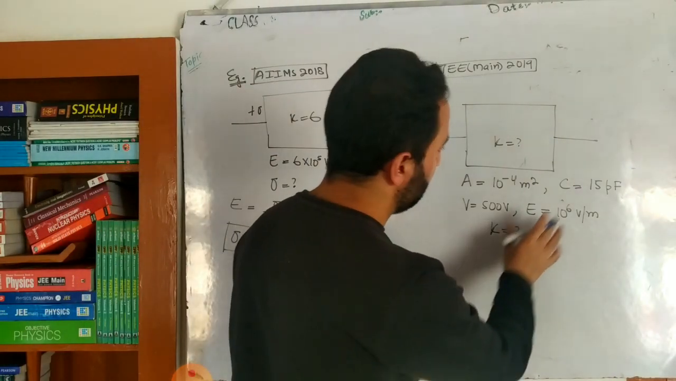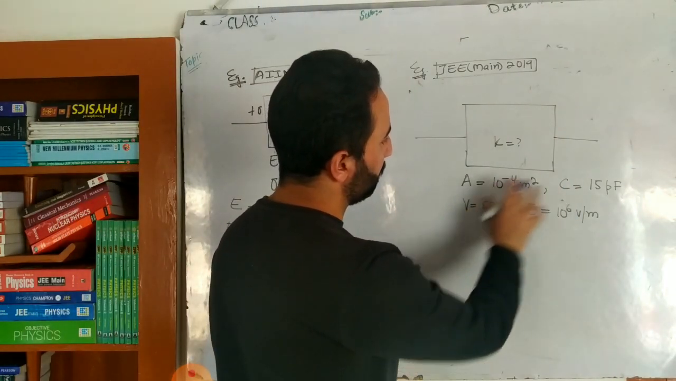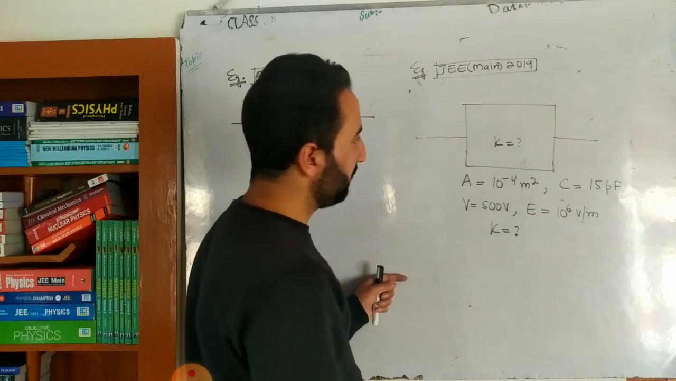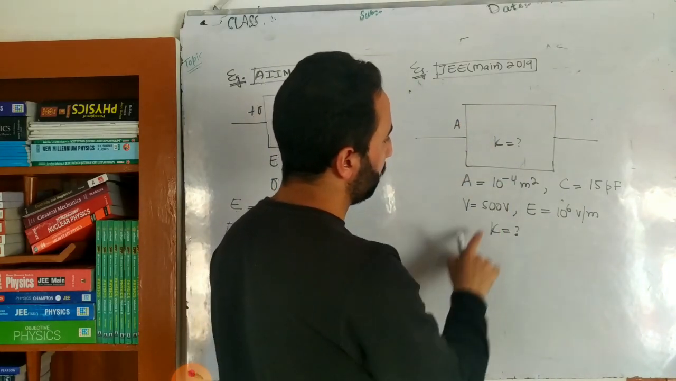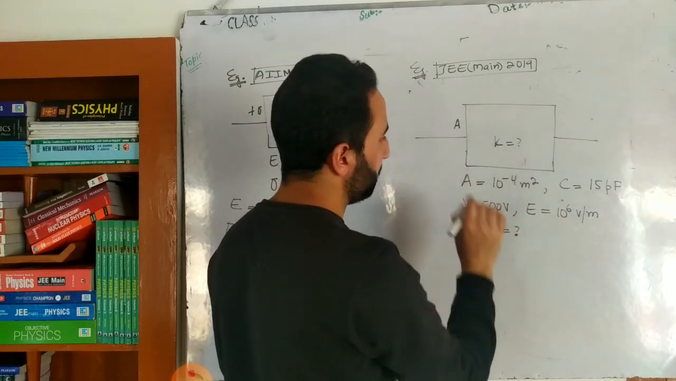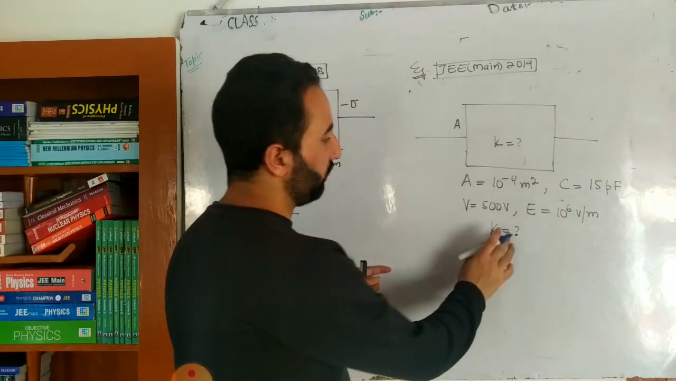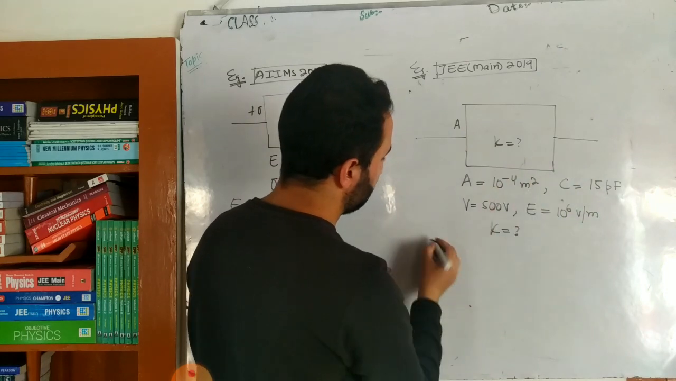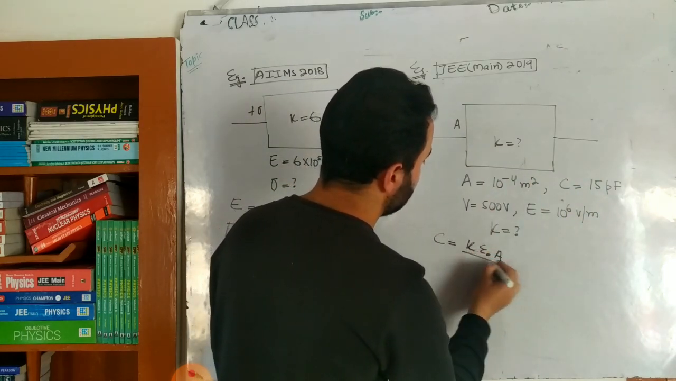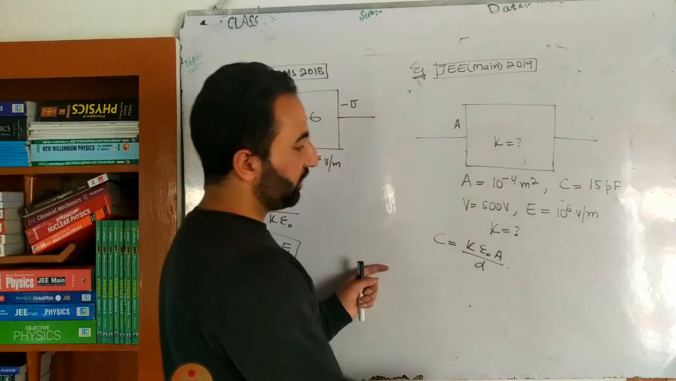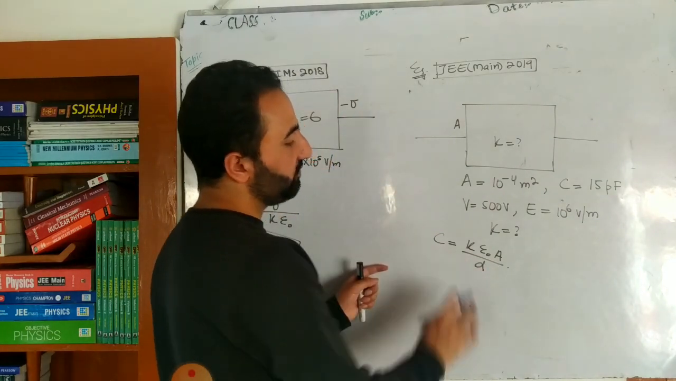Now look, here you have to calculate the dielectric constant. These four parameters are given to you. The area of the plate is given. The dielectric constant you will have to calculate. The potential difference between these two plates is given. The electric field is given. You will have to calculate the value of K. First of all, I will write down the equation of the capacitance: C is equal to K epsilon 0 A divided by D. I cannot calculate K from here, because D is not given to me.